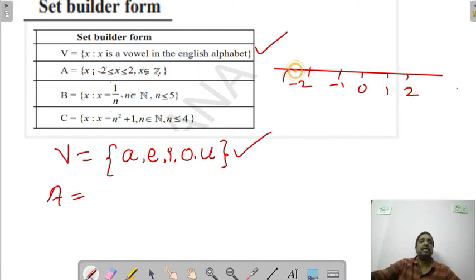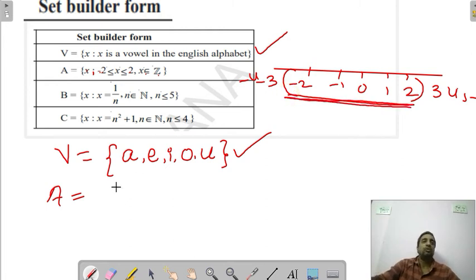He's asking for the elements from -2 to +2, so these are the integers only. Integers are many: -3, -4, like this, and 3, 4, 5 and so on. But he is asking for the elements from -2 to +2. So take all those elements: -2, -1, 0, 1, 2. That's it. Okay, so these are the integers from -2 to +2.